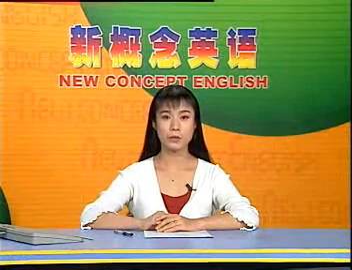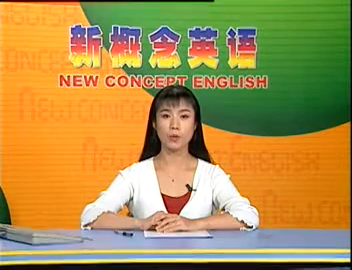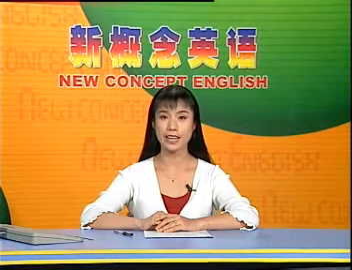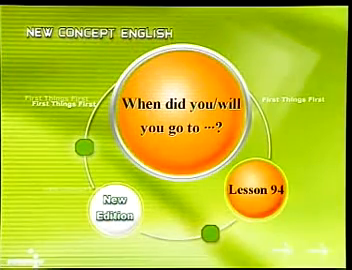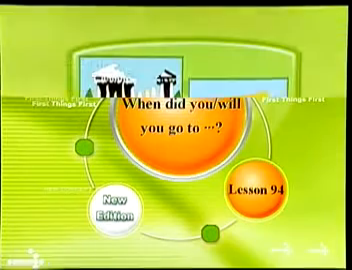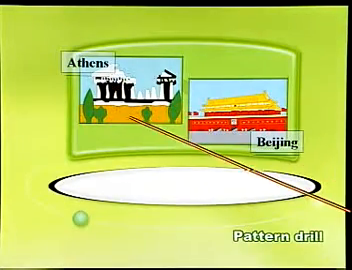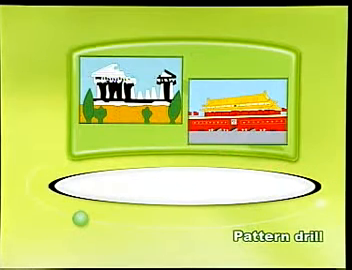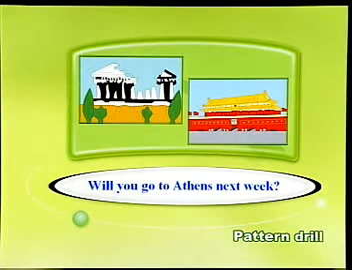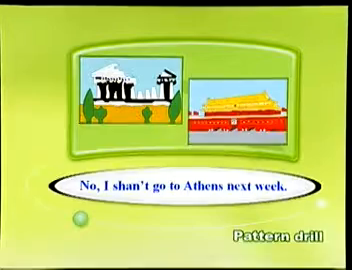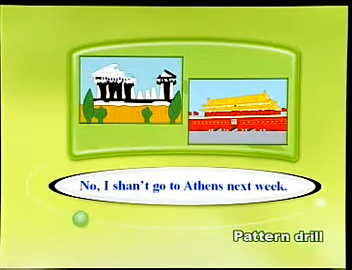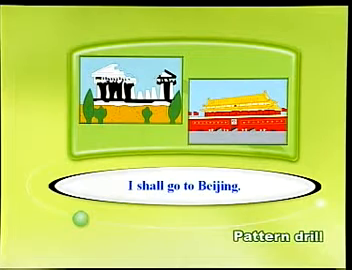好，下面让我们进入句型训练，来练习一下如何表达我过去到过某个地方，或者是我将来要去什么地方。Lesson 94. When did you go to? Or when will you go to? Athens，雅典的神庙。Beijing. Will you go to Athens next week? No, I shan't go to Athens next week. Shan't 是 shall not 的缩写形式，但是在现代英语当中，常常用 won't 来代替 shan't。I shall go to Beijing.